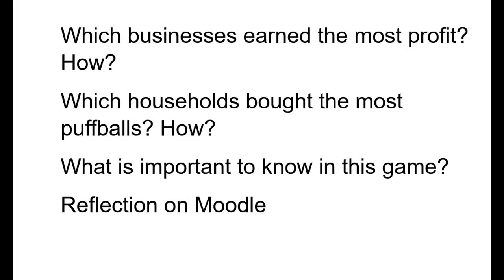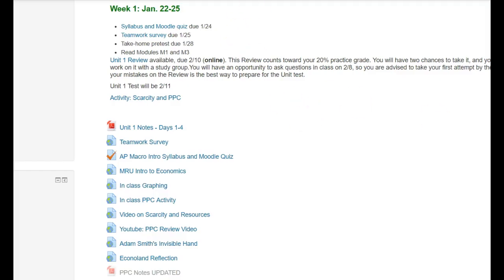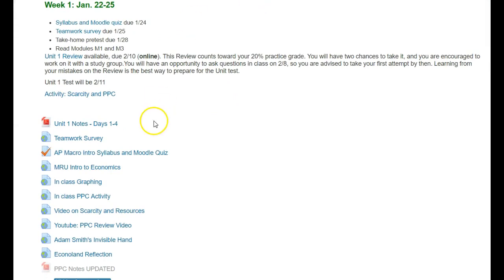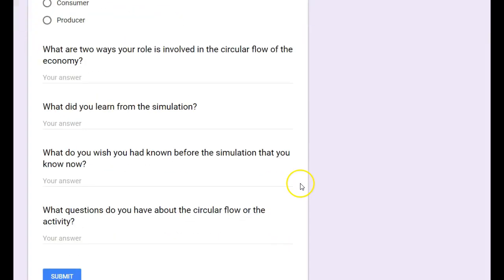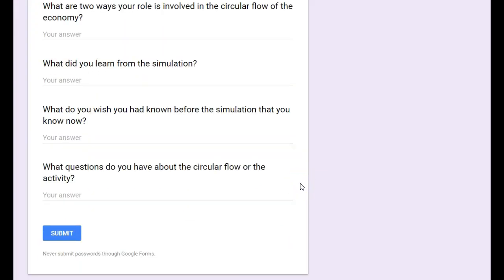And then you're actually going to complete a reflection on Moodle. So I'll show you where that is. On the Moodle site, the reflection is under week 1, and you can see it's right here, Econoland reflection. So you're going to go to that and you're going to answer a few simple questions about the activity. What was your role? How was your role involved in the circular flow? What did you learn from the simulation? What do you wish you'd known first? And what questions do you have about the circular flow or the activity? We'll also debrief and discuss this activity in our next class period.